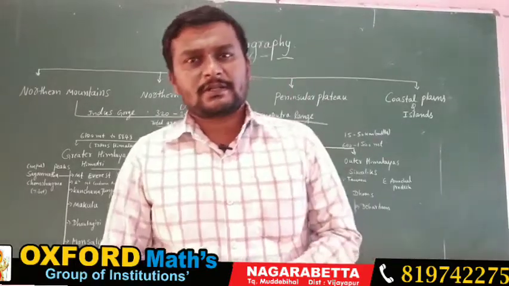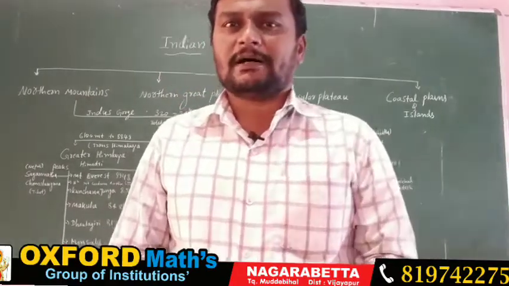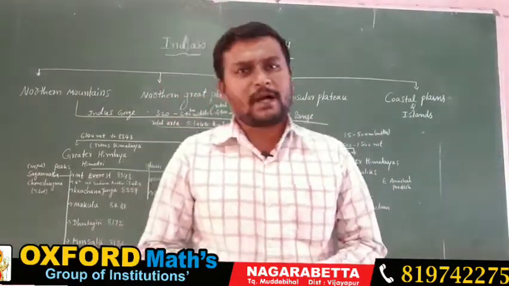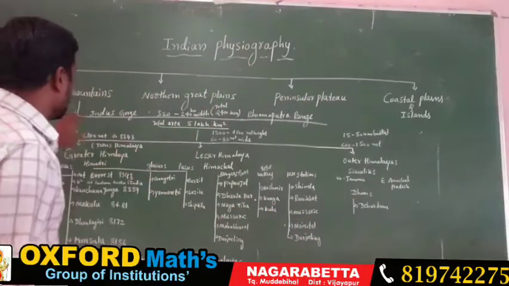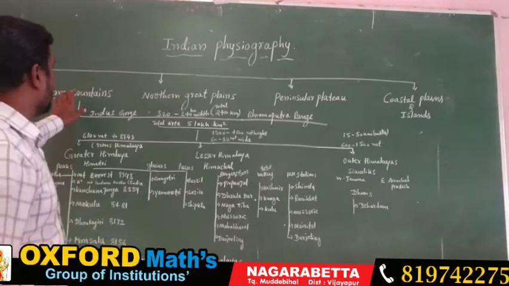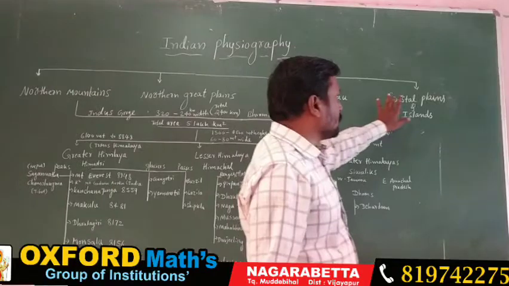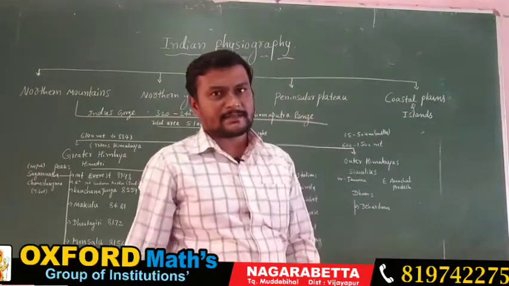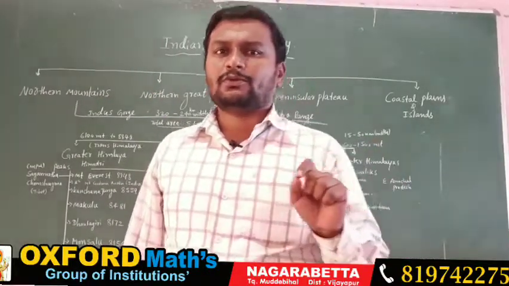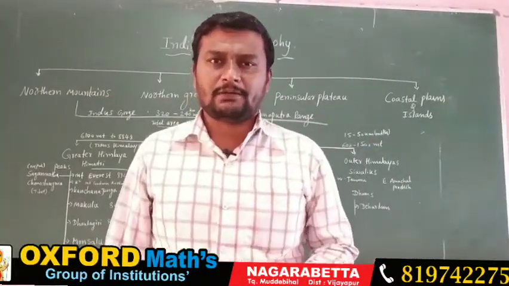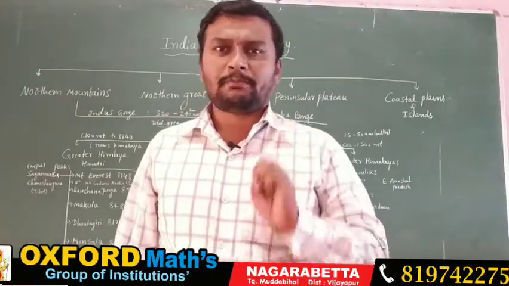When we discuss Indian physiography, we divide India physically into four important parts. Which are the four important parts? I have written them on the board: the northern mountains, the northern great plains, the peninsular plateau, and the coastal plains and the islands. Sometimes in your exam they may ask, how is India physically divided? The answer you have to write is that India is physically divided into four parts.